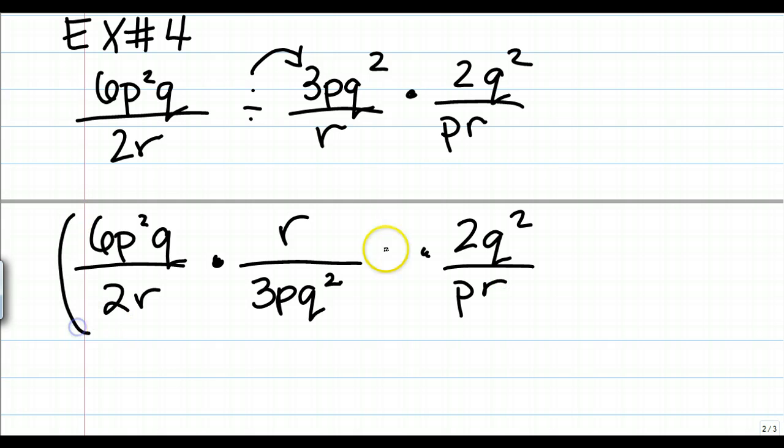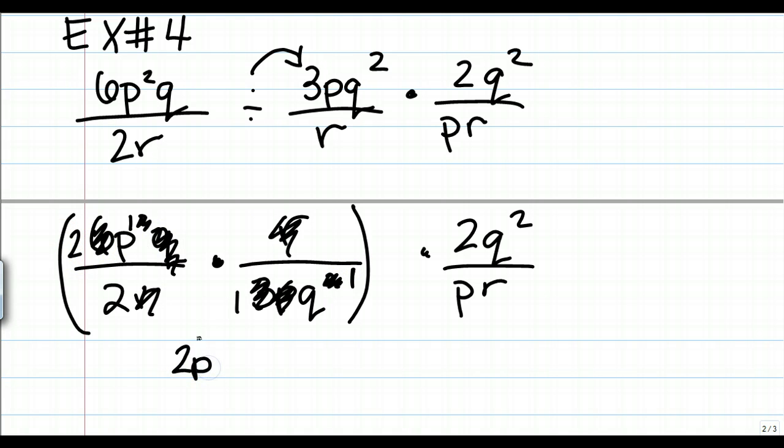So now let's look at just these two first. Let's see if we can cross anything out. Well, I can cross my r's off, and I know that 3 goes into 3 once, and 3 goes into 6 twice. This p goes away, and this just becomes a 1. This q goes away, and this q just becomes a 1. So here I have a 2p on top and a 2q on the bottom. And we can actually reduce this even further, and the 2's would go away. So I would just have pq.